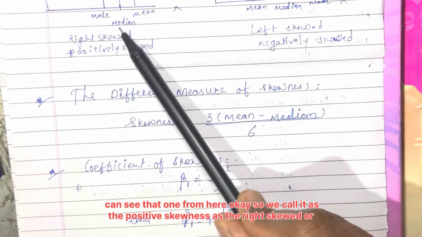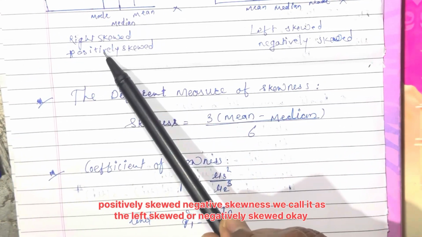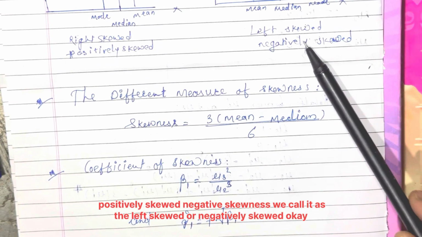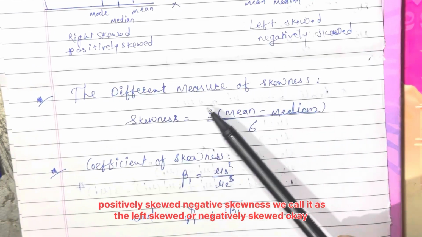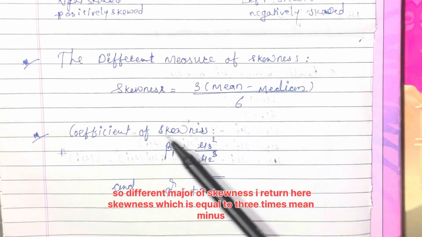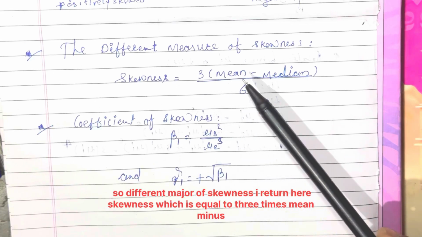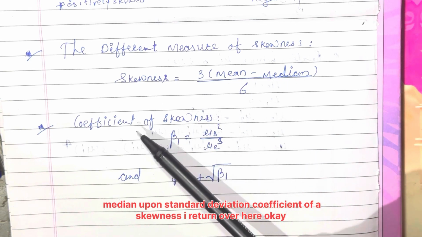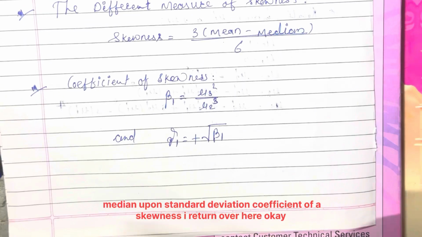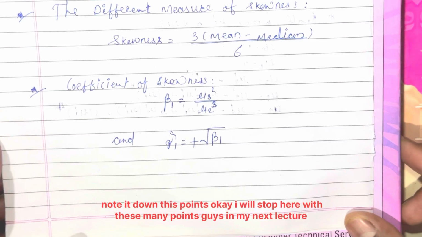So we call positive skewness the right skewed or positively skewed. Negative skewness, we call it the left skewed or negatively skewed. So the different measure of skewness I have written here: skewness is equal to 3 times mean minus median upon standard deviation. The coefficient of skewness I have written over here. Note down these points.